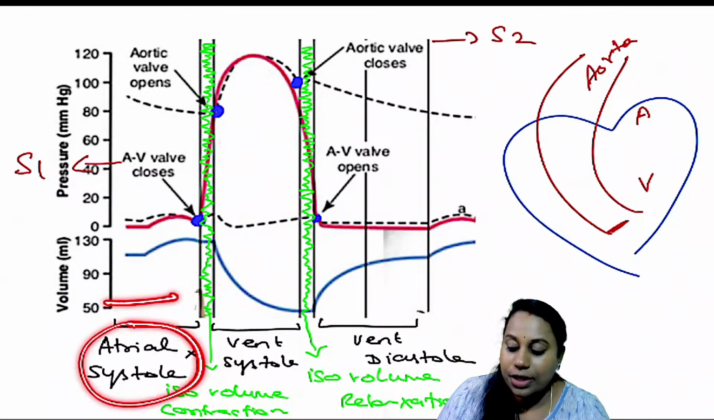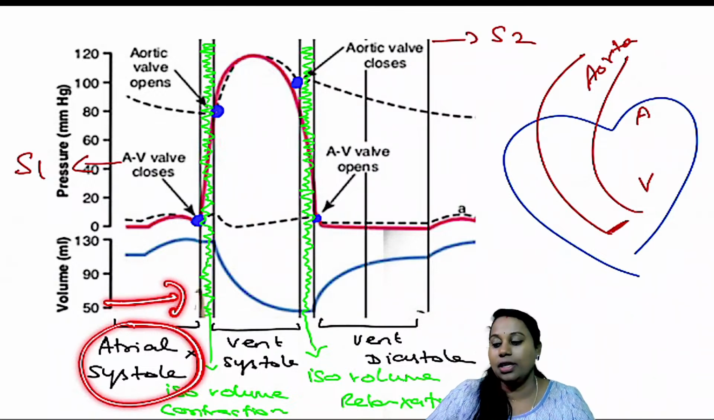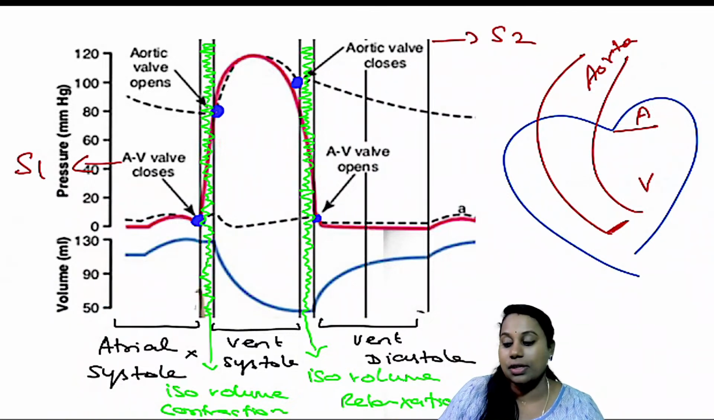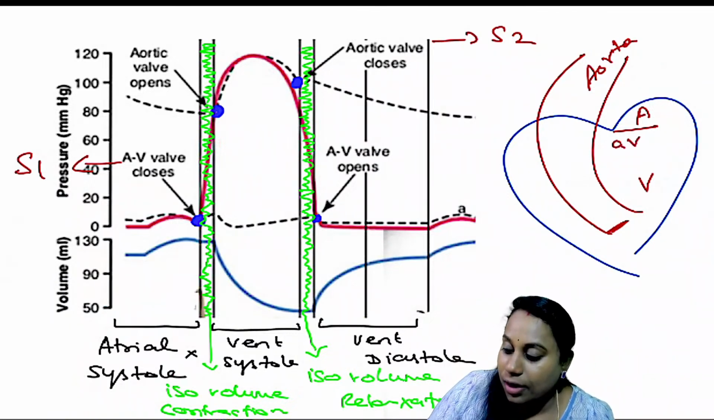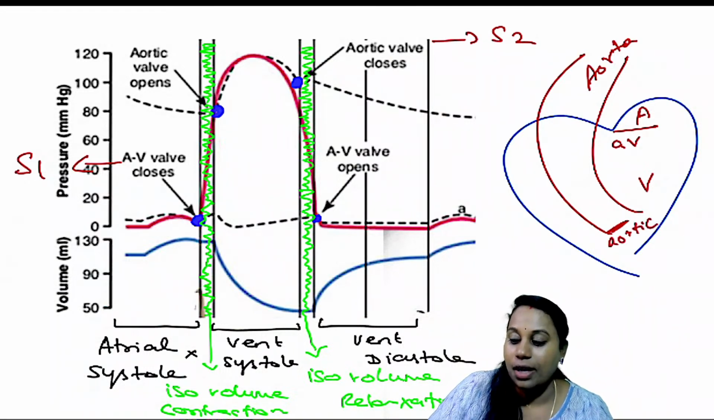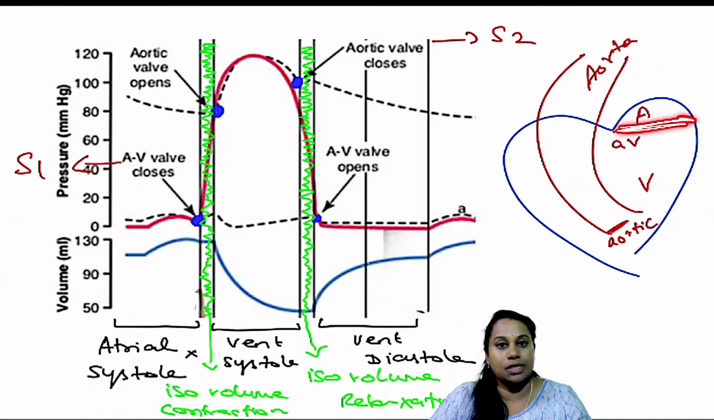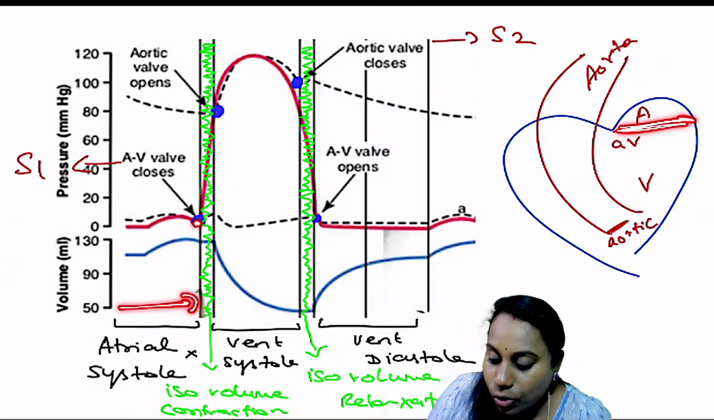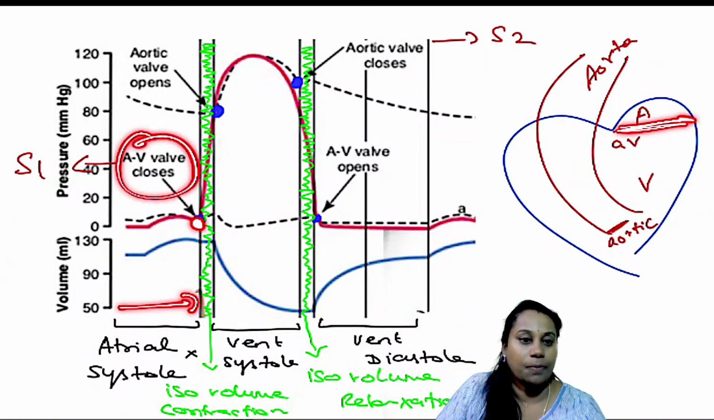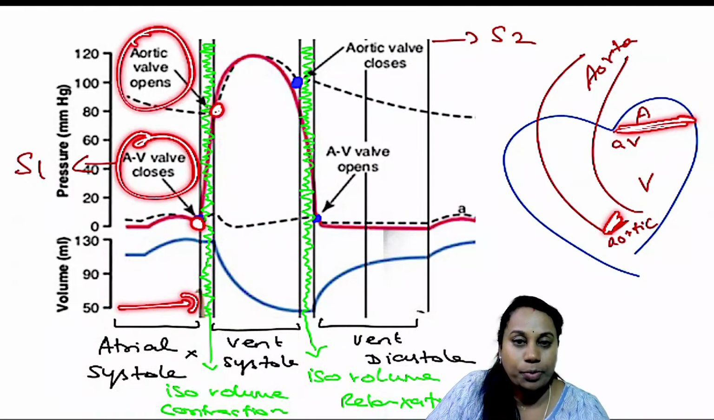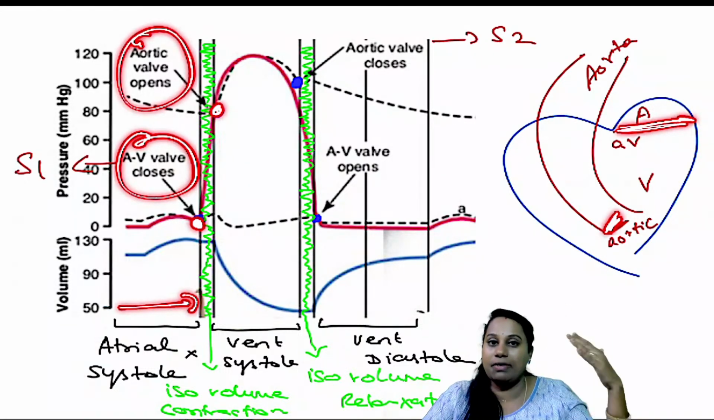At the end of atrial systole, atrium has contracted and pushed blood into the ventricles. Which valve will close? This is AV valve and this is aortic valve. At the end of atrial systole, atrium has pushed blood into the ventricles, so AV valve closes. So at the end of atrial systole, you can mark AV valve closure. When AV valve closes, it means ventricle is filled with blood now. Which valve will open? Aortic valve opens. So immediately followed by aortic valve opening. AV valve has closed, aortic valve has opened.